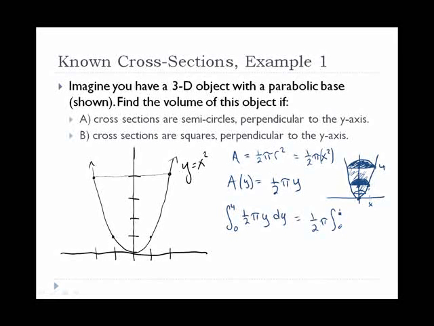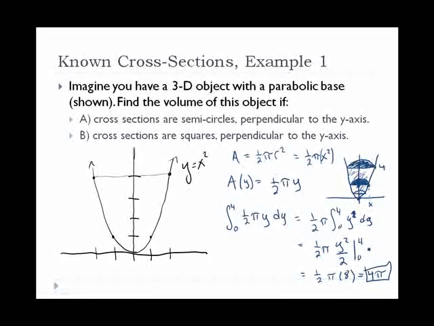We have the integral from 0 to 4 of y dy, which would be 1/2 pi, I'm sorry, that's just y, not y squared. And that's going to end up being y squared over 2, from 0 to 4. And that would be 1/2 pi times 16, or if I plug in 4 squared is 16, over 2 is 8. So this just comes out to 4 pi for that volume. So that is the volume of this object if cross-sections are semicircles perpendicular to the y-axis.